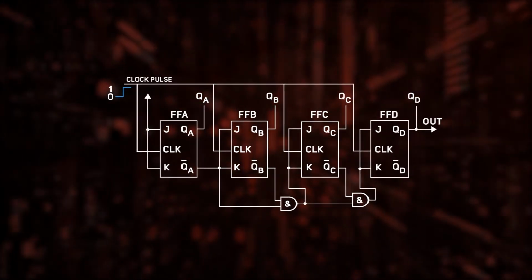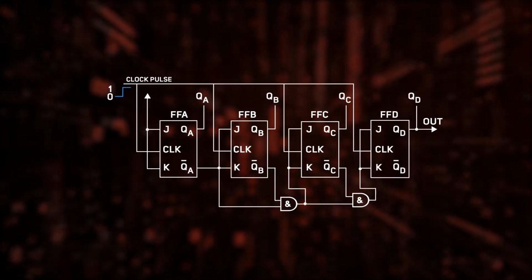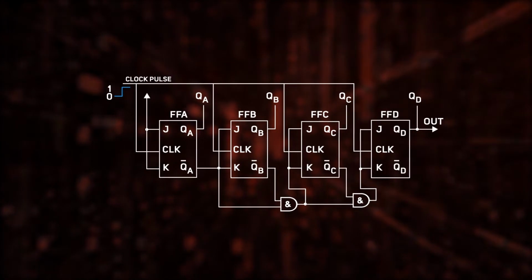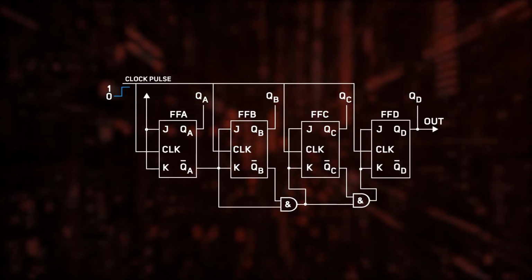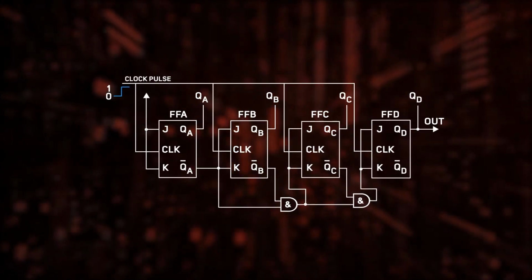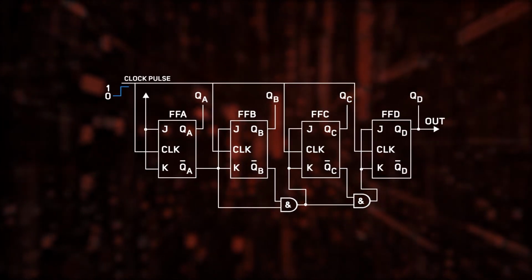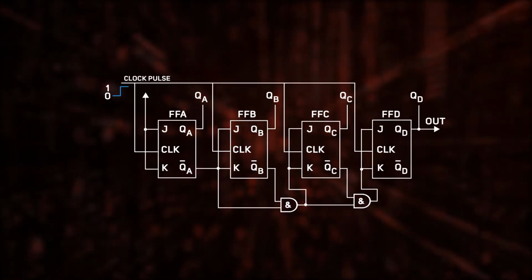You are starting from 0, 0, 0, 0 in the up counter and its complement 1, 1, 1, 1 is the starting point of the down counter. To get the complement, we are using the Q dash terminal of the counter. The procedure is the same as the up counter.